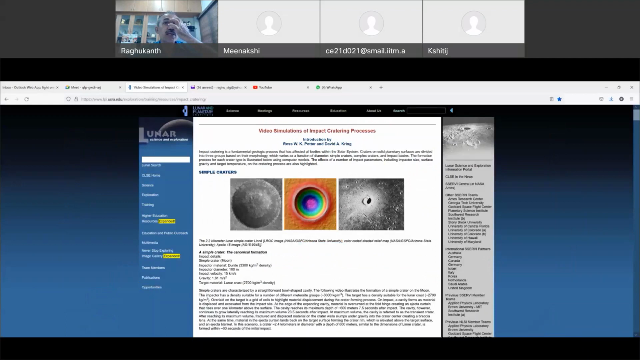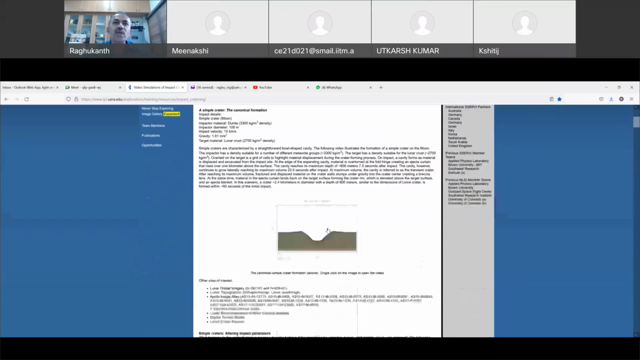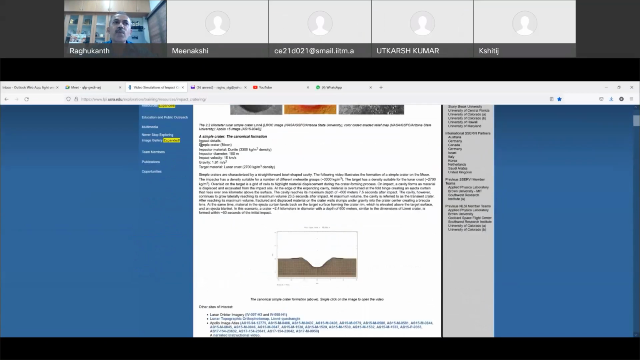This is a video simulation of the impact cratering process. Now this is the Lunar and Planetary Institute. They have a nice website. They have simulated it with smooth particle hydrodynamics. The numerical simulations they have done, so these are some videos they have made. So this is a simple crater.